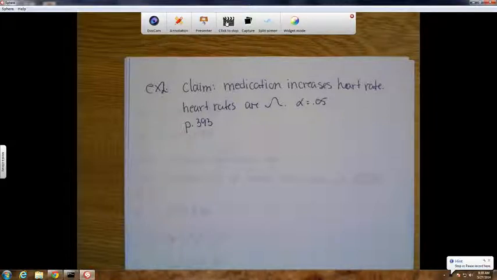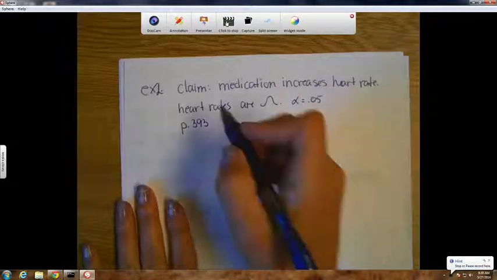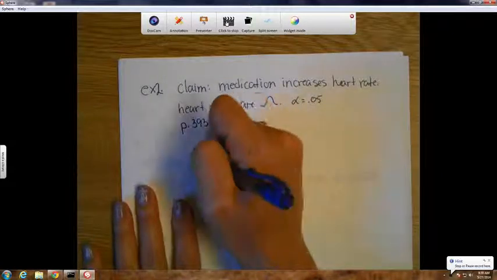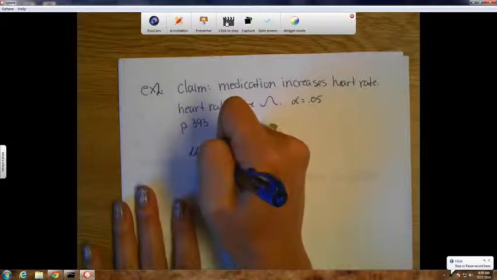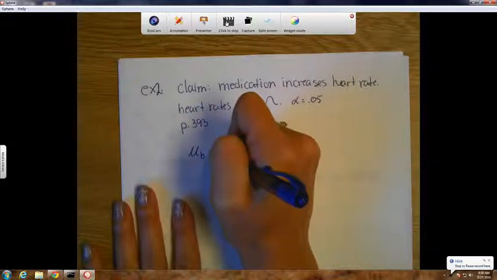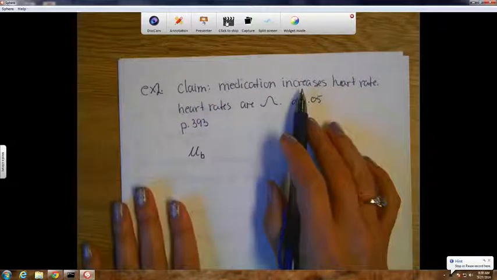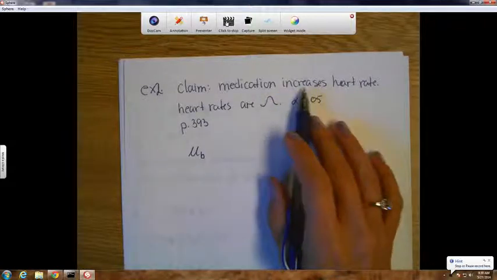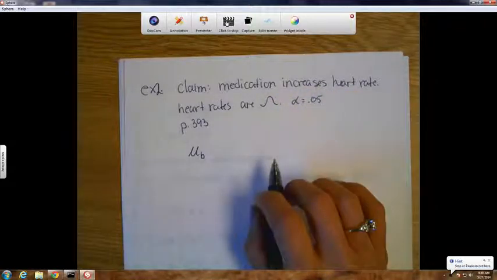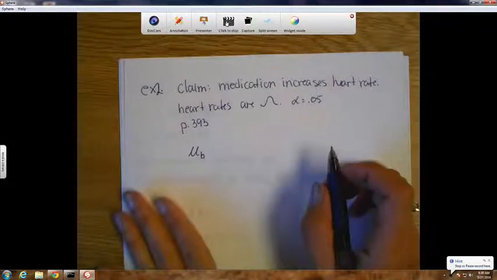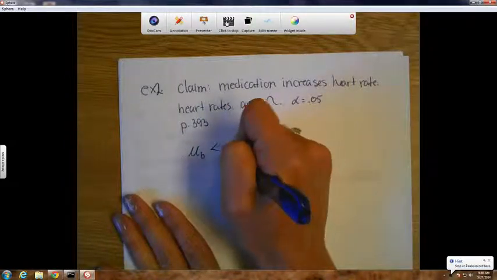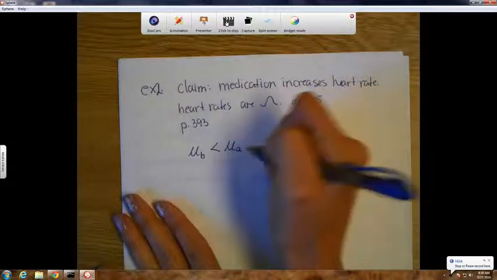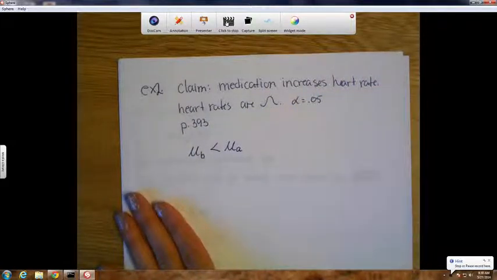Okay, so we are looking at before the medication is administered and after. If the medication increases heart rate, what's the before compared to the after? Less than. So the before heart rate is smaller than the after heart rate. Could I switch this around and say after is bigger than before? Absolutely. So there's always two ways to write these.